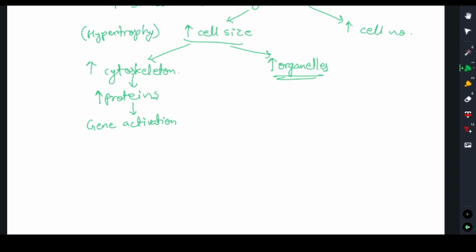So this is hypertrophy. Now if you want to increase the cell number, for that you will have to produce new cells from stem cells. And whenever you increase the cell number, this is referred to as hyperplasia. Okay.